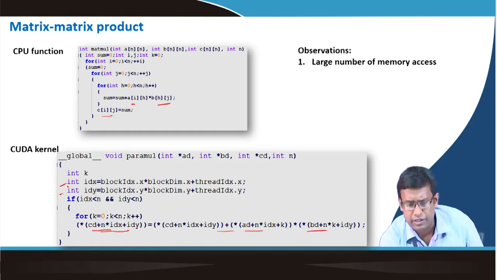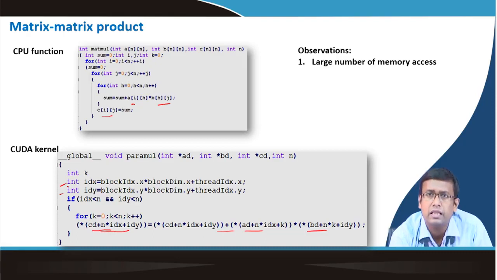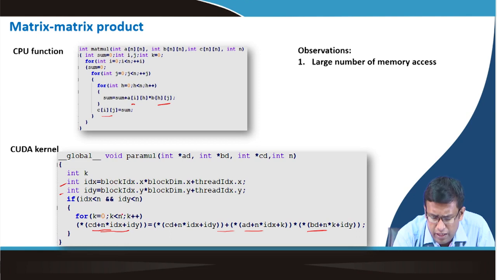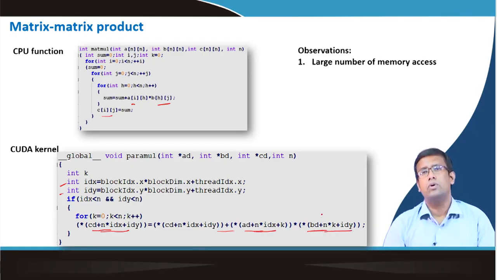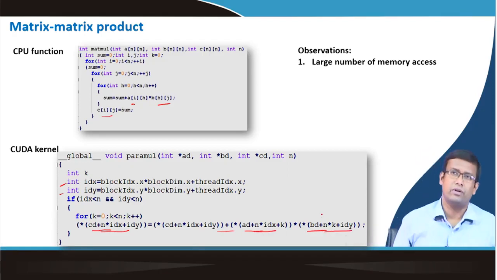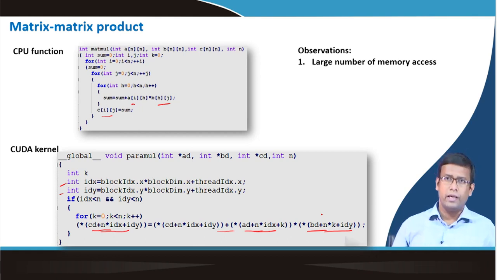Now, there are a few observations. There is a large number of memory accesses. In each row operation, it accesses memory from the entire row. For finding out one element in C, memory access is done for the entire row of A and the entire row of B. So, if n is a large number, we typically do HPC GPU computing because we have large matrices.